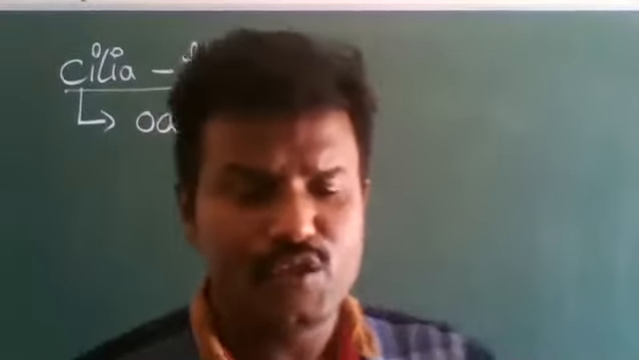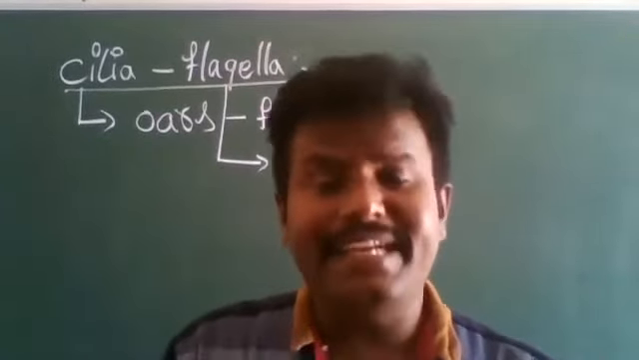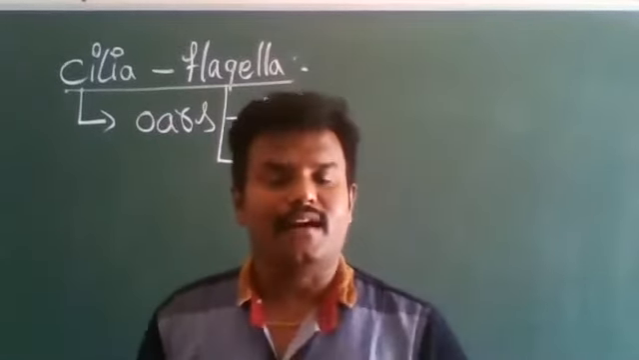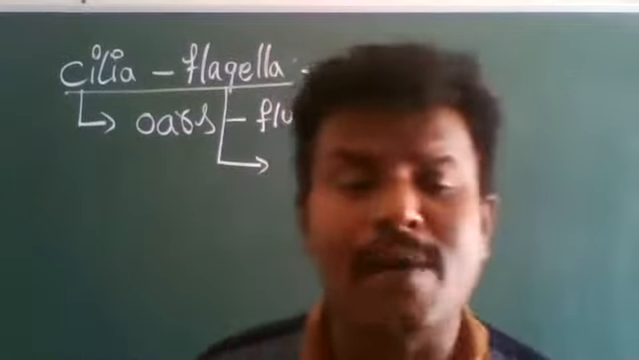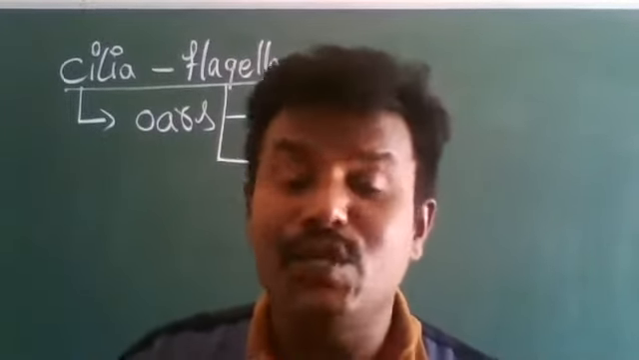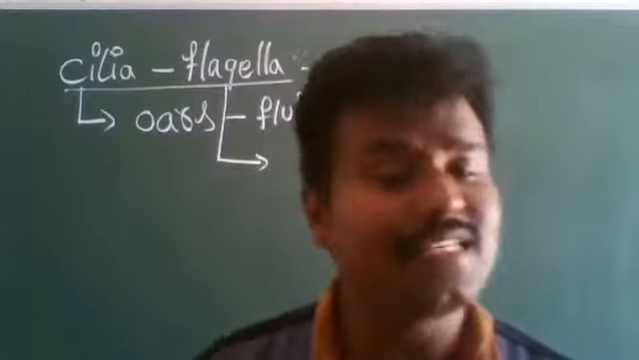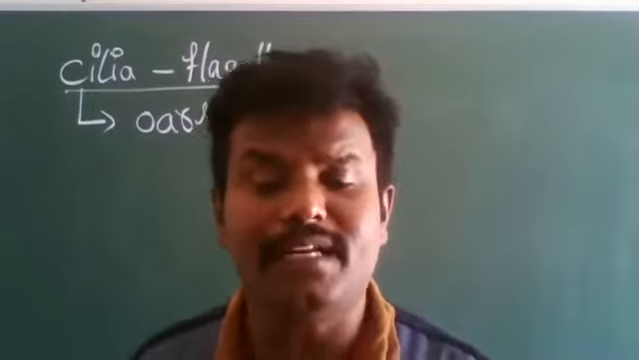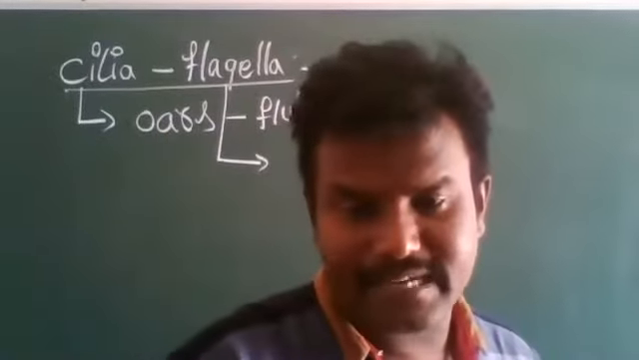Next, flagella. Flagella is a long hair-like structure. It also helps in the motility of the cell. It is common in prokaryotic and eukaryotic cells, but its structure varies in prokaryotes and eukaryotes. The function is the same: motility, nothing but movement of the cell. That is the introductory part of the video.